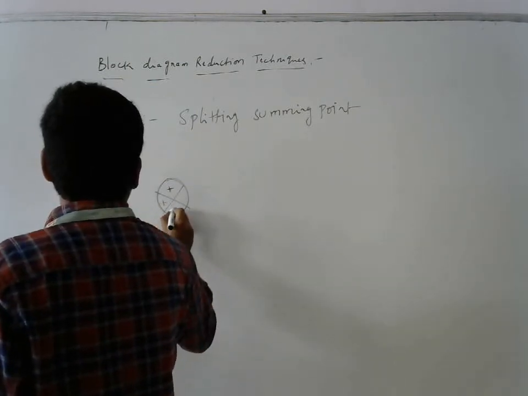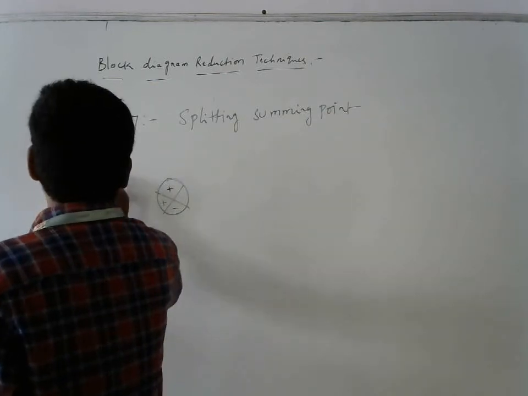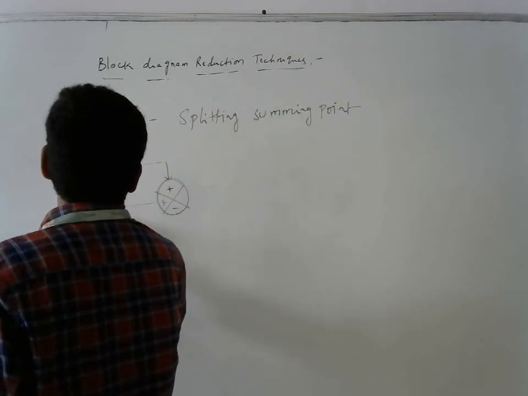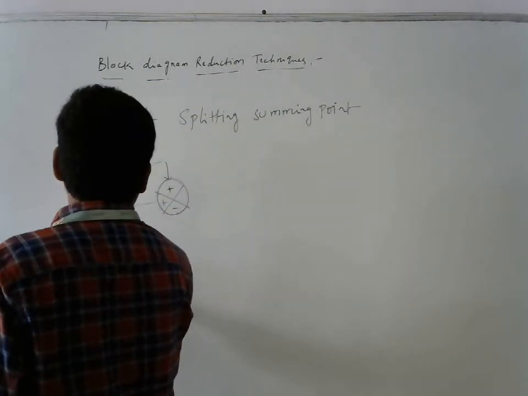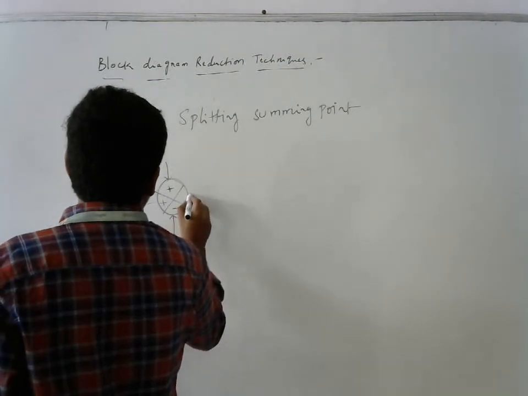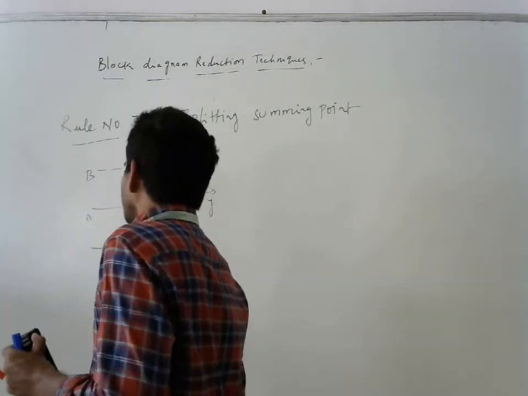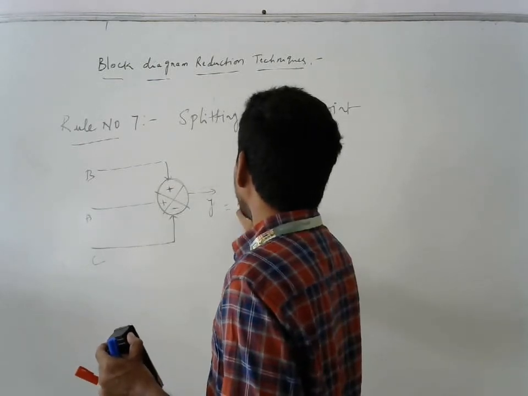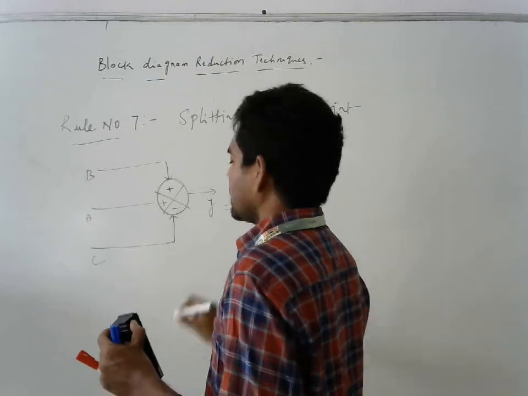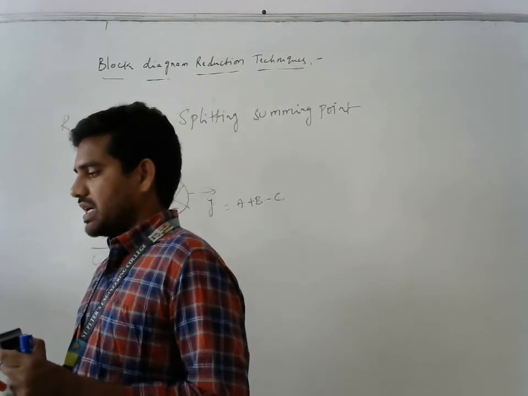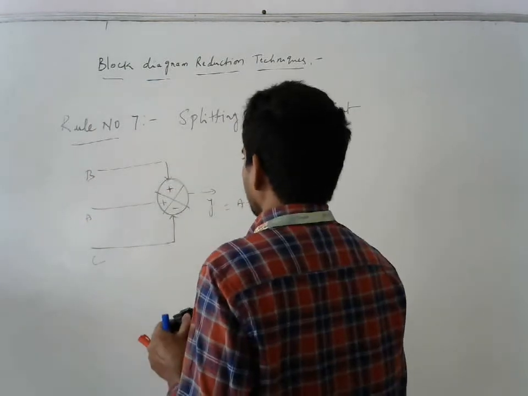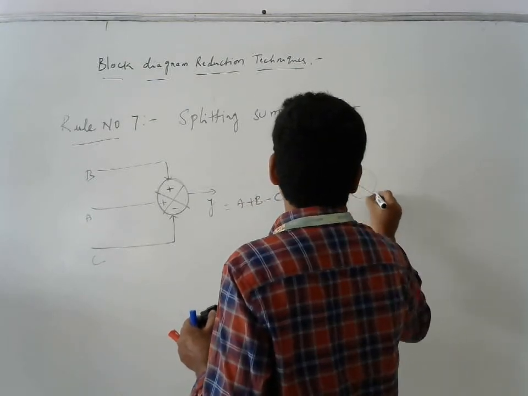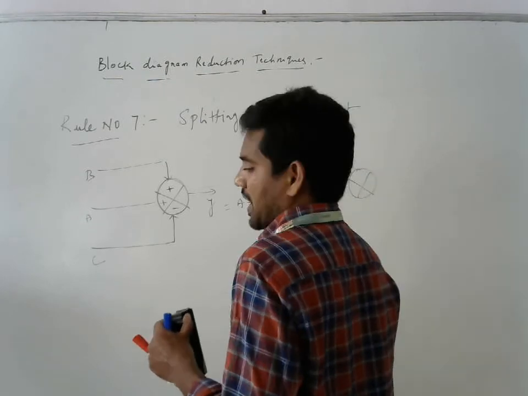Here, like this, I am going to consider. A, B, and C are my inputs. Then what is the output here? A, B, C: that means A plus B minus C. That is the output. But I want to split this into two summing points. How are we going to do it? The equivalent summing point.